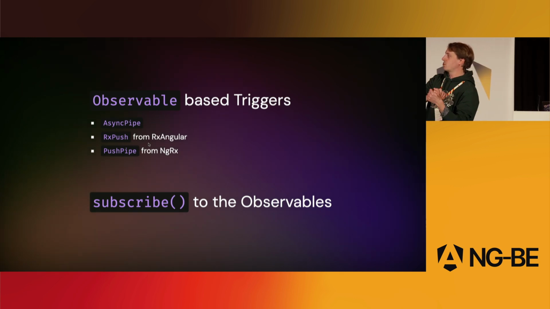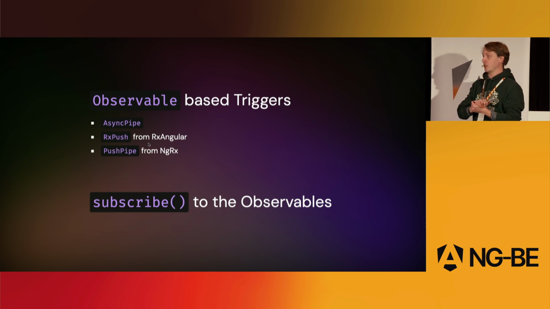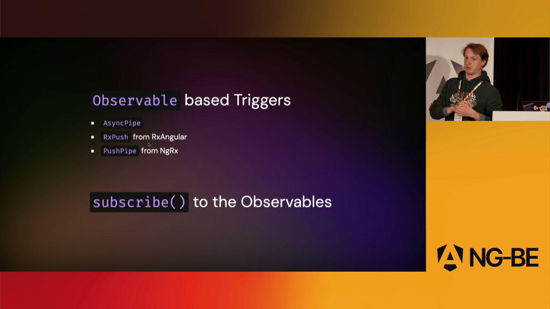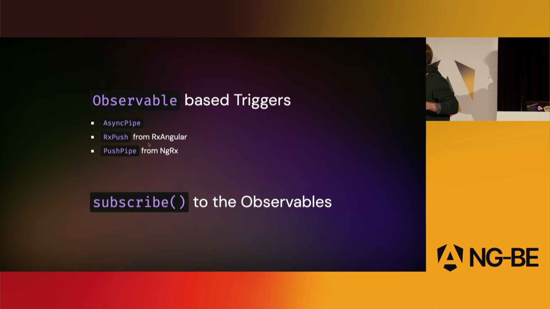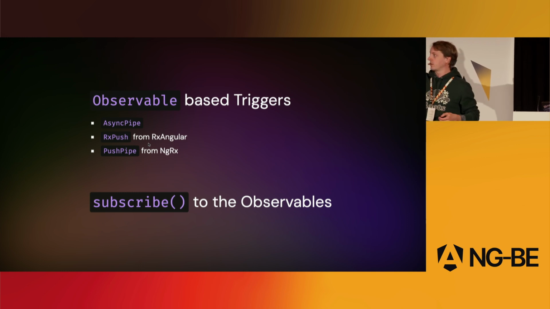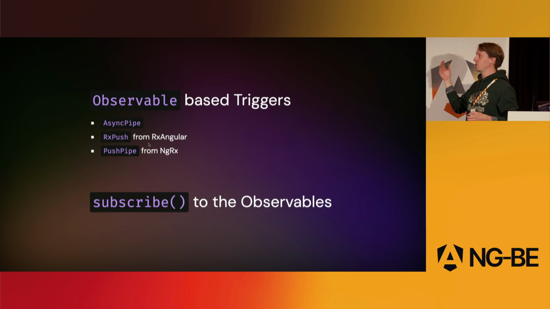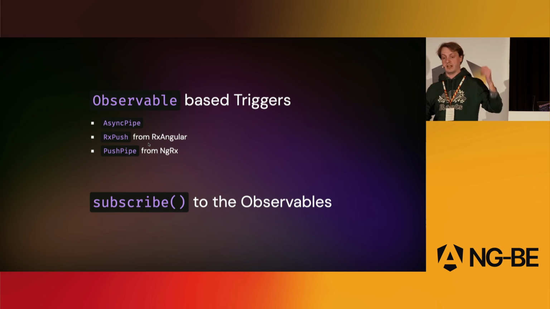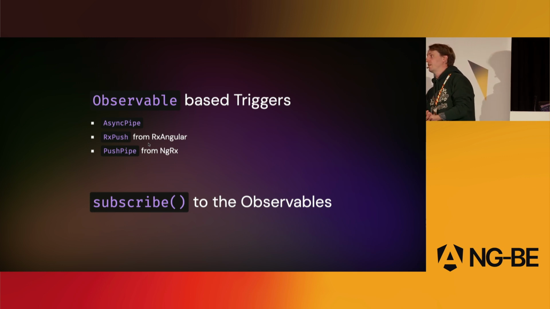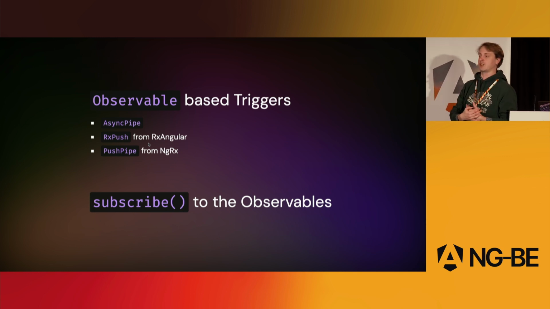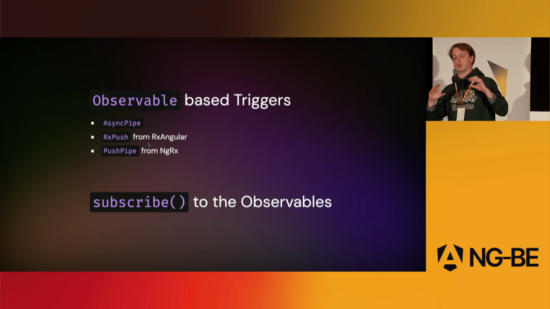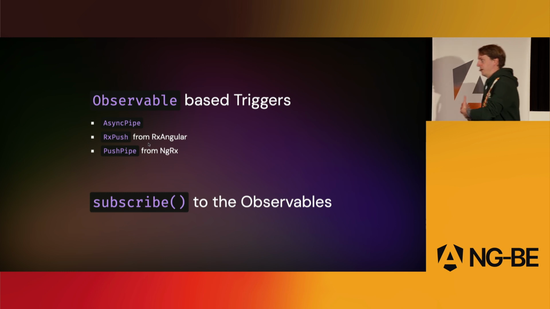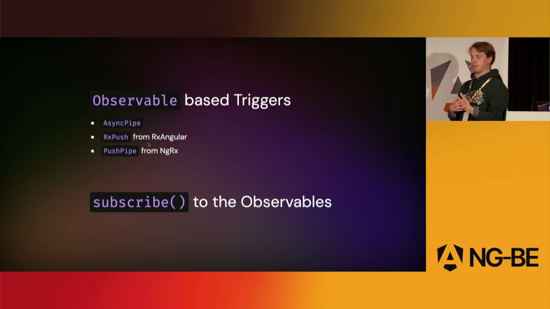So, two different ways to trigger change detection in Angular. The first one, the one that we had since the beginning, is observables. And often when we have observables, we use the async pipe, or we can use the Rx push pipe that you have in RxAngular, or the push pipe that you got in NgRx. All three of them subscribe to your observable in the template. So you have a subscription that happens here.